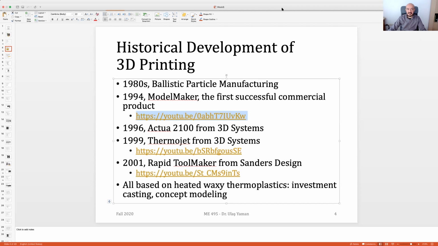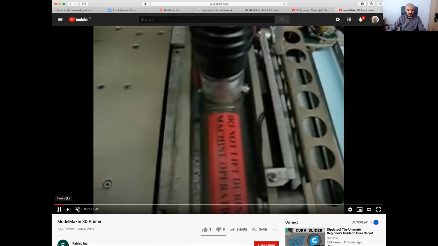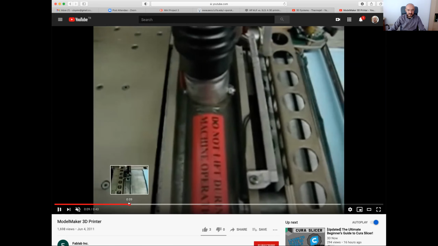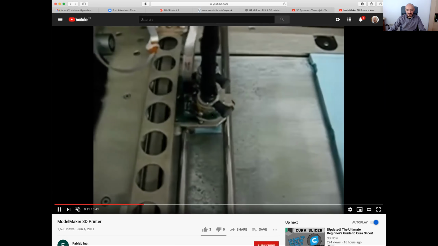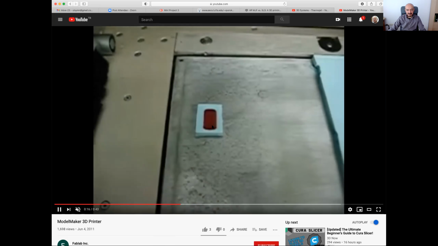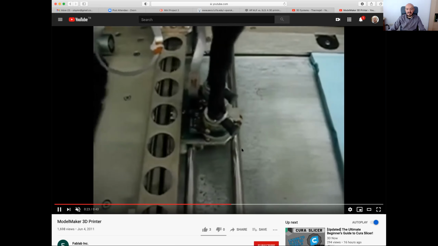Okay, let me share the screen with you. This is the first video, a very primitive one, since these days we don't have any commercial systems applying especially material jetting. This is Model Maker 3D printers. They have a head here, and it's jetting material on the substrate. This red one is the jetted material, and they are all in a waxy state.